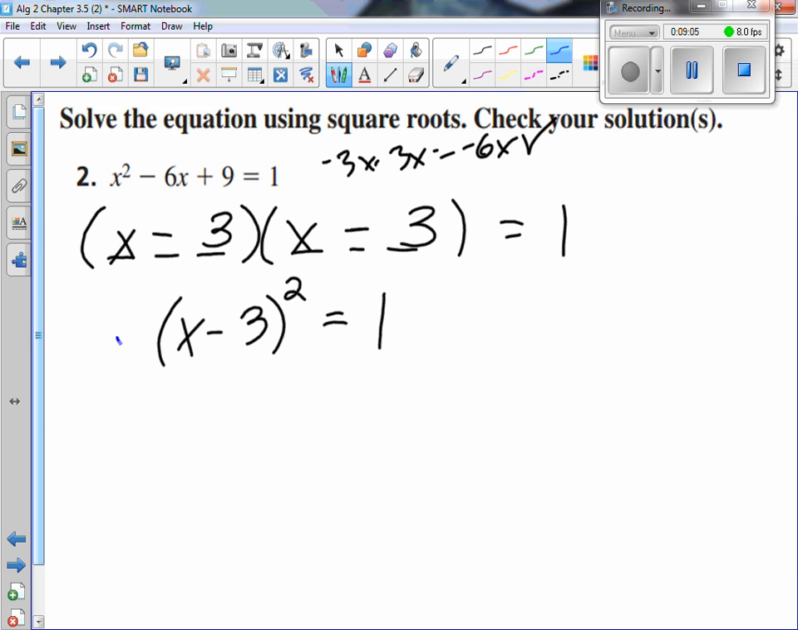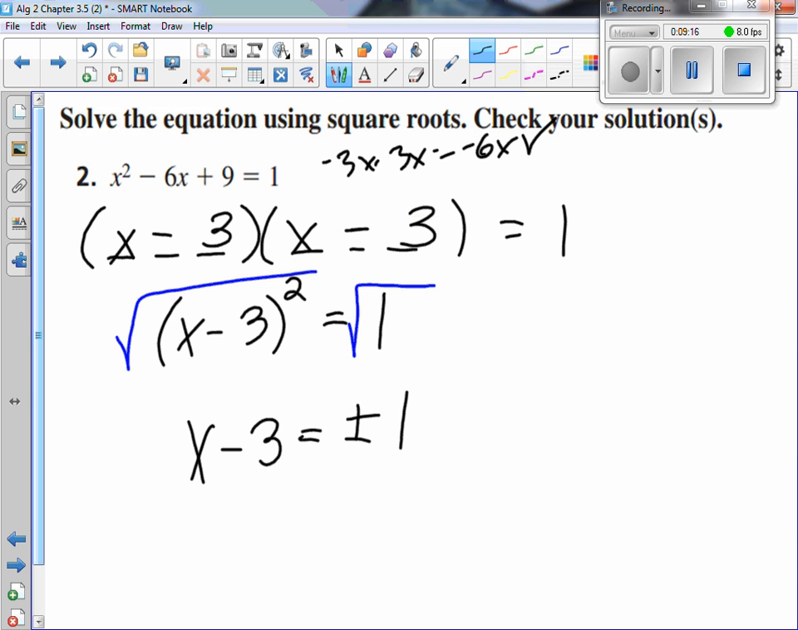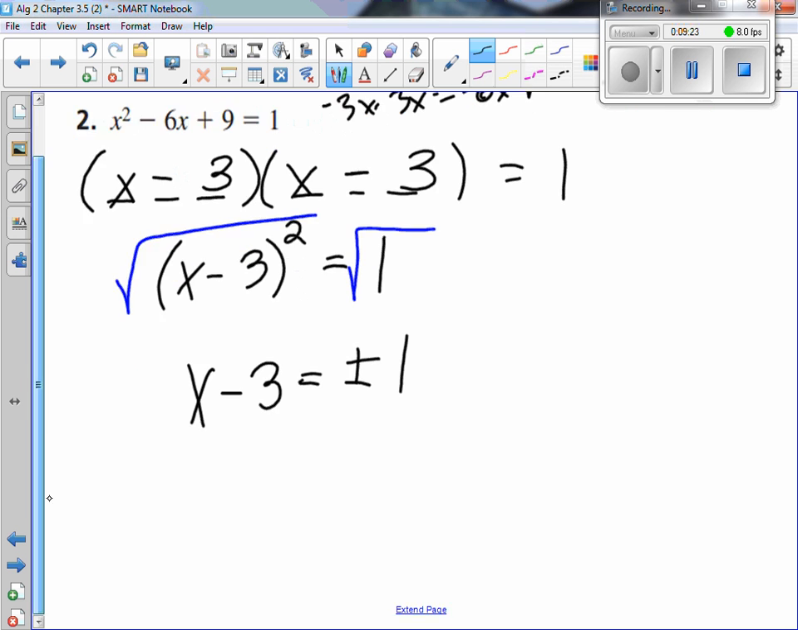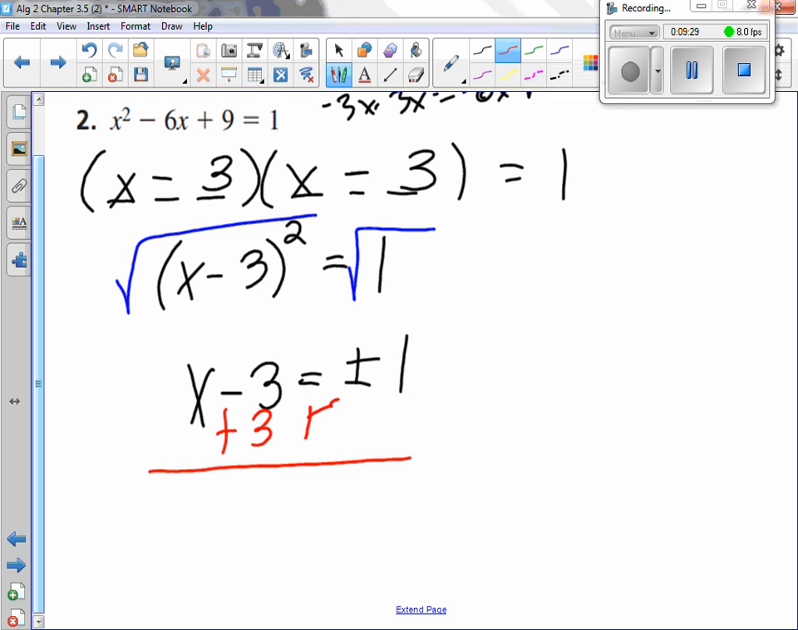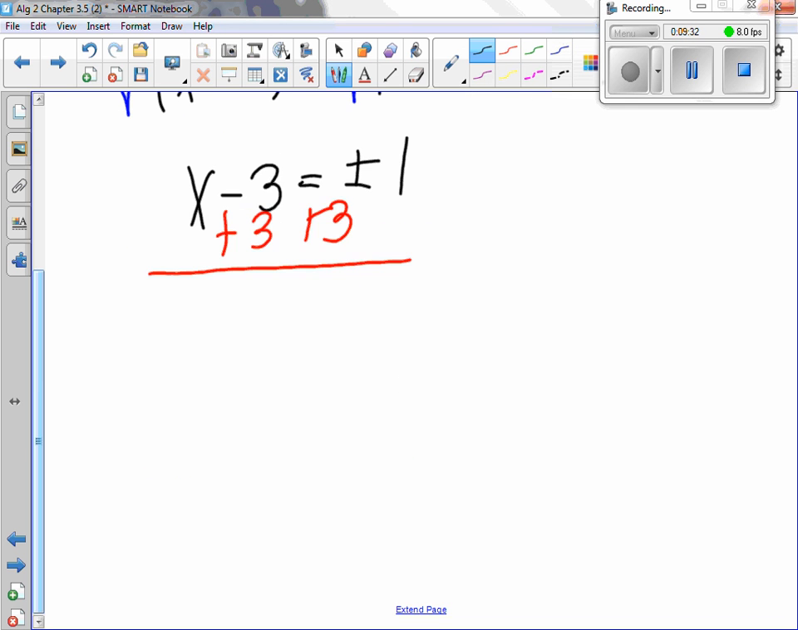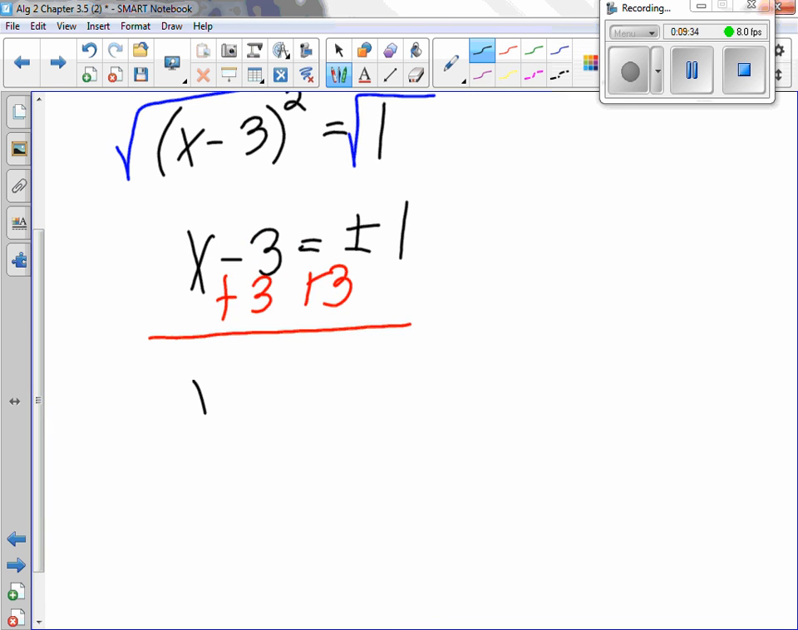Then what do we need to do next? We need to take the square root of both sides. And we get x minus 3 is equal to plus or minus 1. Plus or minus 1, because we could have one or the other. And then last but not least, we need to add 3 to both sides. And when we add 3 to both sides, we get x is equal to 3 plus or minus 1.